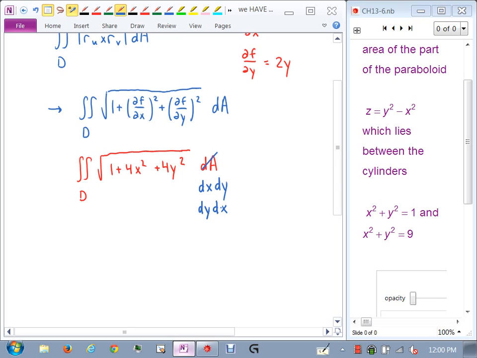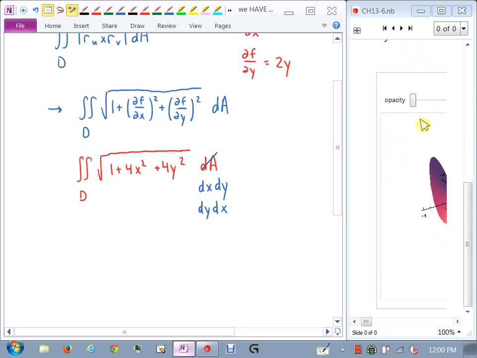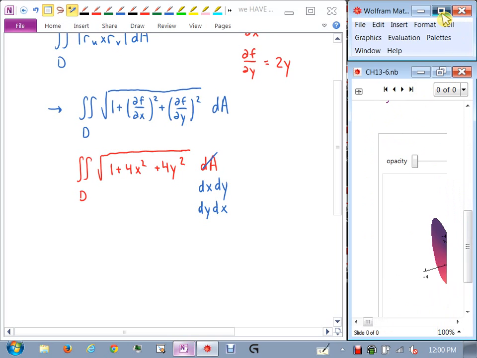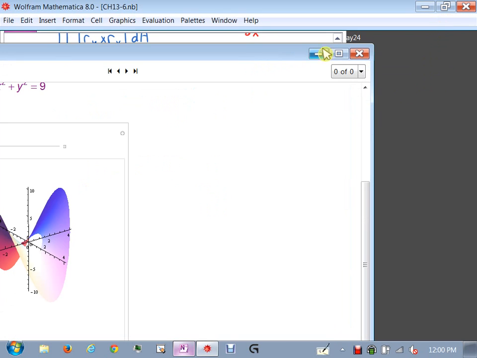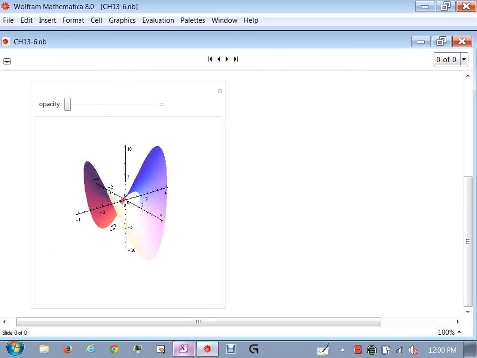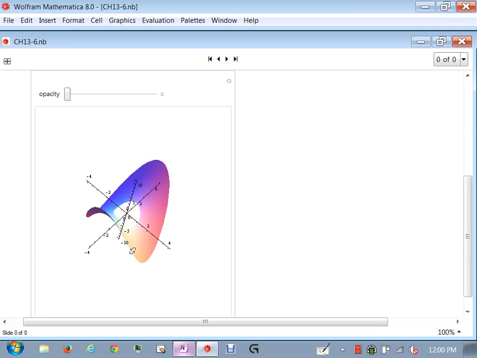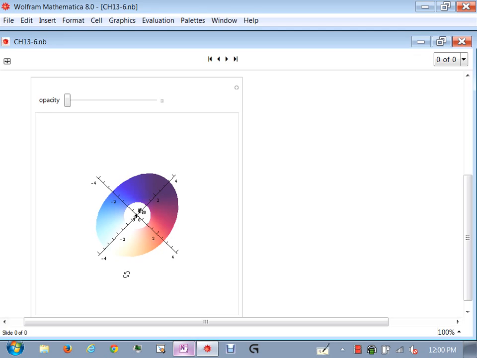Well, that's the surface. What's the region of integration, though? It's the thing on the ground. Remember, because this is a function of x and y, my domain is the x's and y's that I plug in to get just that part of the surface. So looking at it from the top, how can you define this region on the ground? This is polar. This is great for polar coordinates.